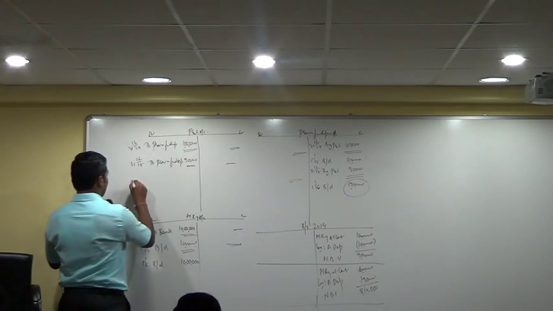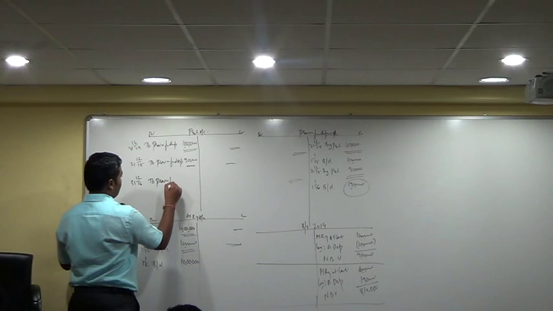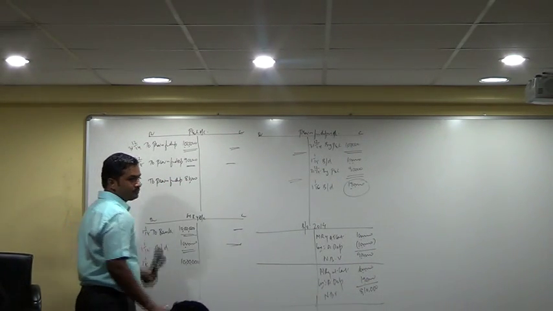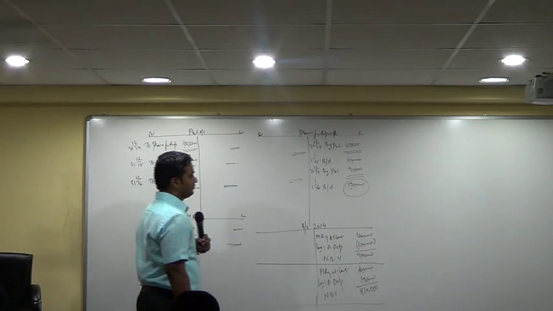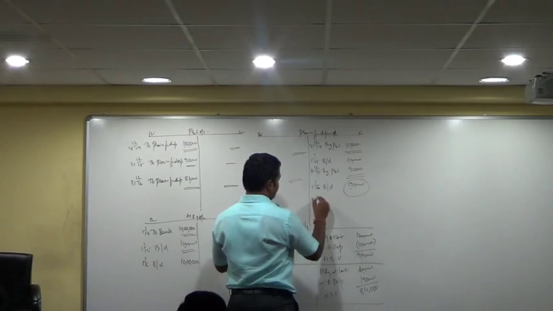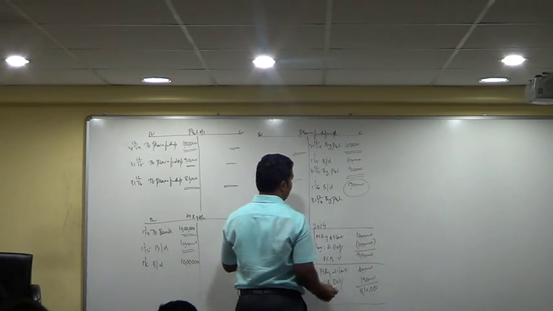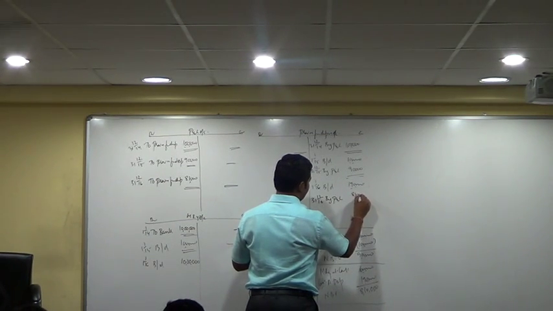P&L account debit to provision for depreciation. How much? 81,000. Draw a double underline. 31st December 2016, by P&L account, 81,000.